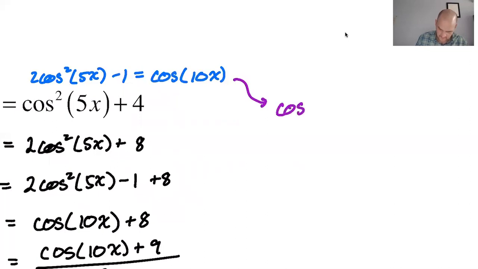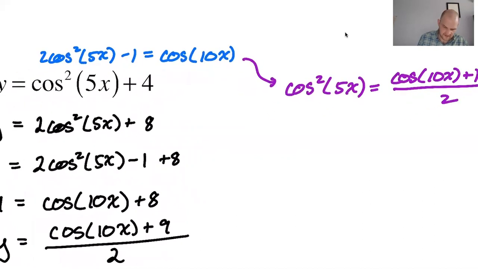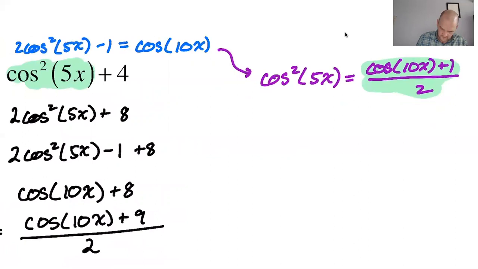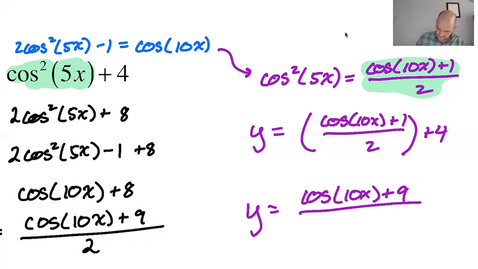I'm going to add 1, divide by 2. So that'll give me cosine squared of 5x is the cosine of 10x plus 1 divided by 2. And then if that's the case, I can go over here, and where I see this, I can replace it with that. So let's do that. So this will give me y equals the quantity cosine of 10x plus 1 over 2, and then plus 4. And if you simplify that, you will get cosine of 10x plus 9 all over 2.